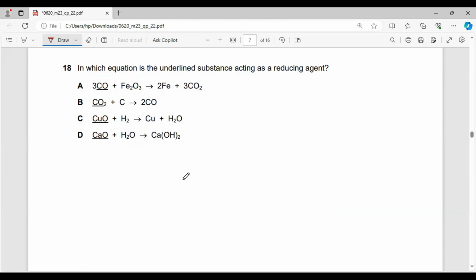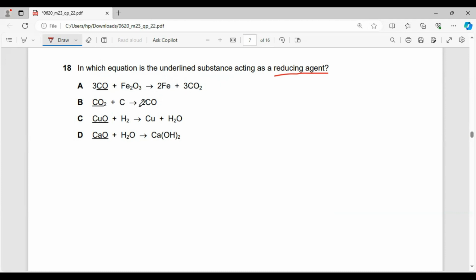In which equation is the underlined substance acting as a reducing agent? A reducing agent is the one that gains oxygen from the other compound. Here, the underlined one, 3CO plus Fe2O3 gives 2Fe plus 3CO2. In this case, carbon monoxide has gained oxygen from iron oxide.